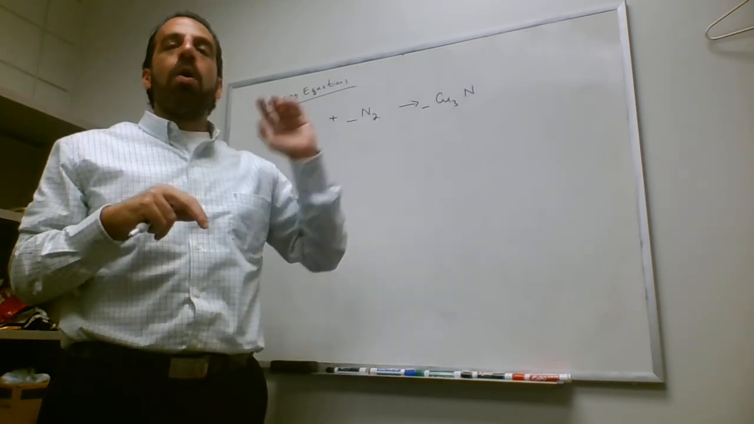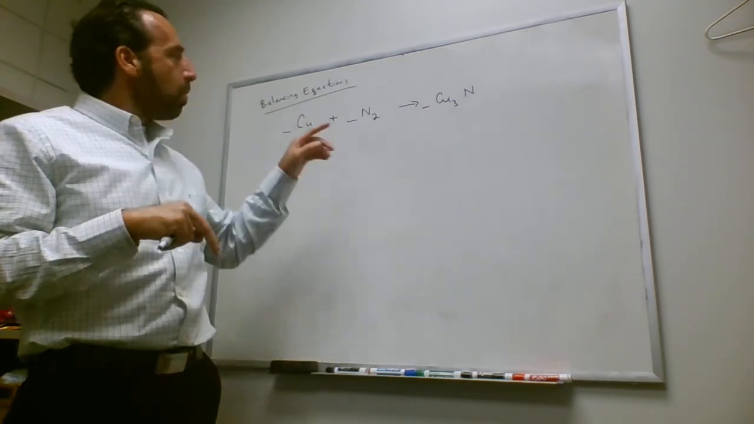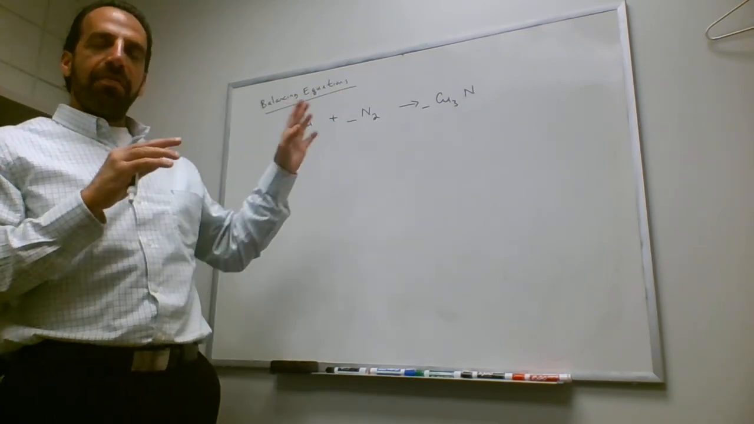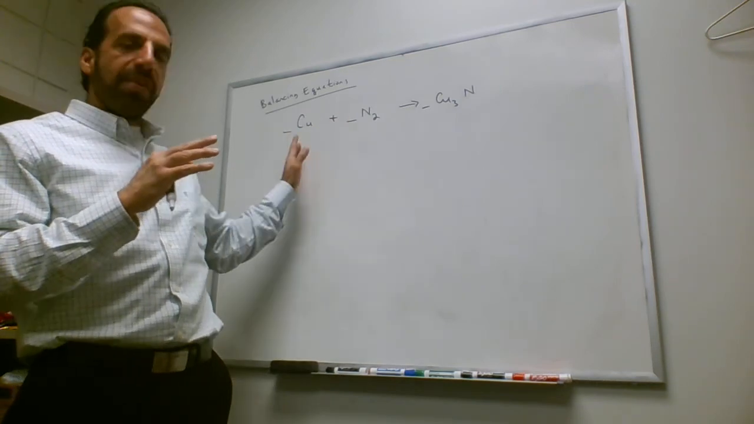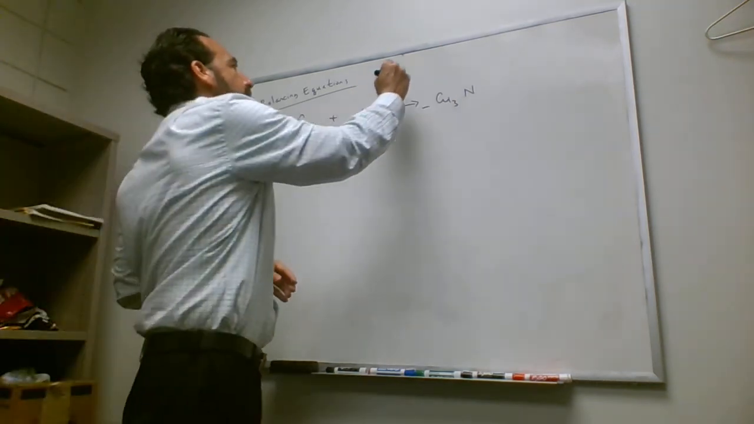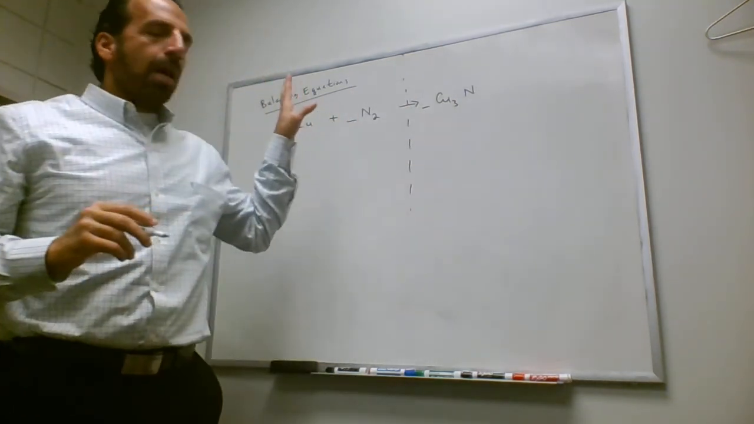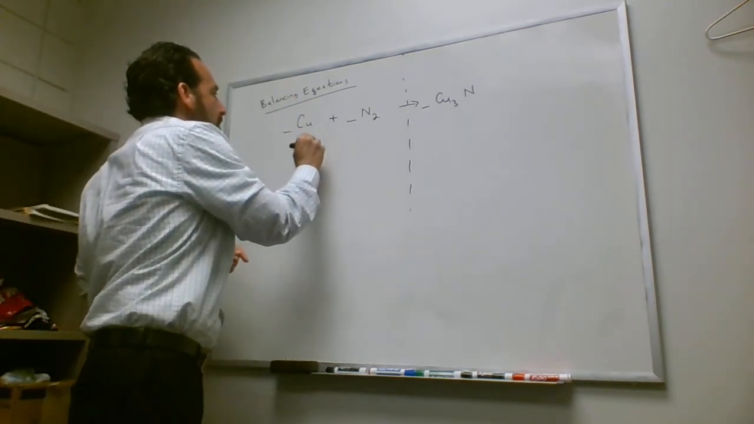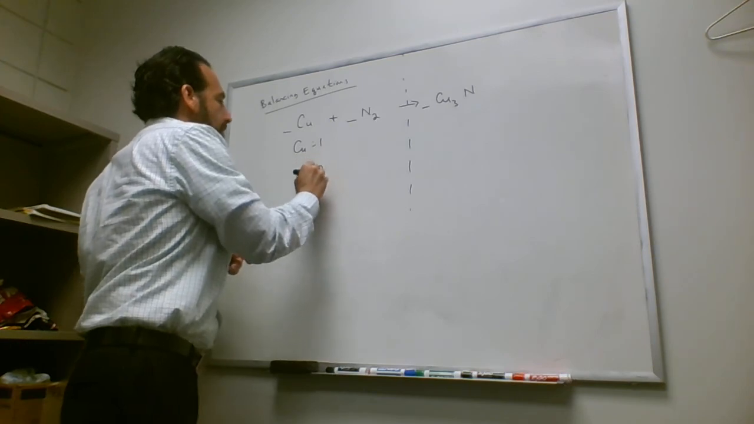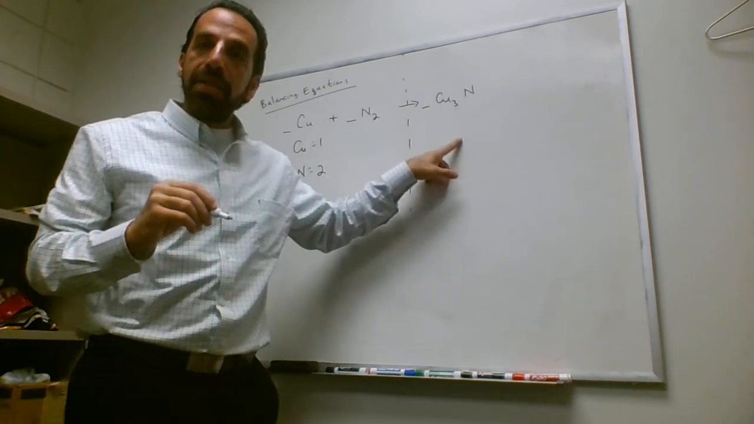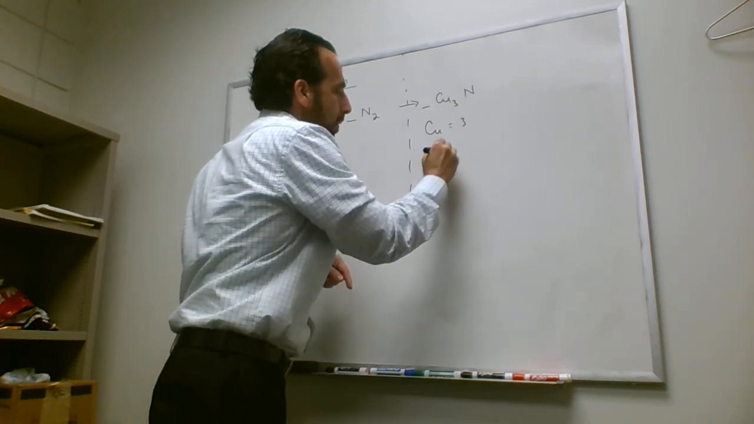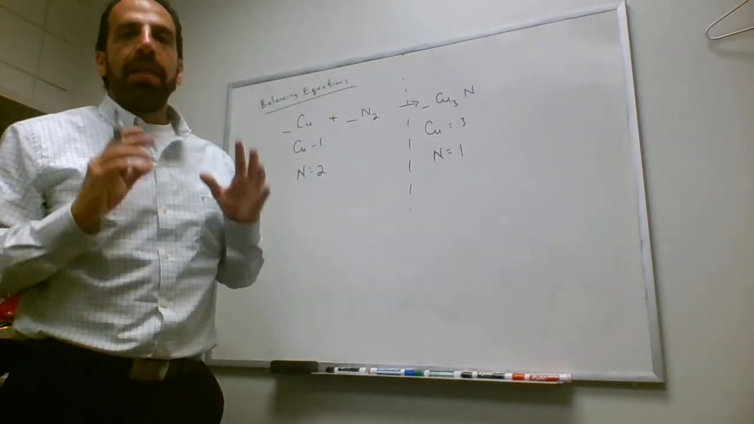So I'm going to put whole numbers in front of it, and I want these whole numbers to be the smallest whole number ratio. So a couple of things. I like to divide these equations into left-hand side and right-hand side. I count up the number of each type of atom. So I have one copper here. I have two nitrogens. Right-hand side, I have three coppers, and I have one nitrogen.